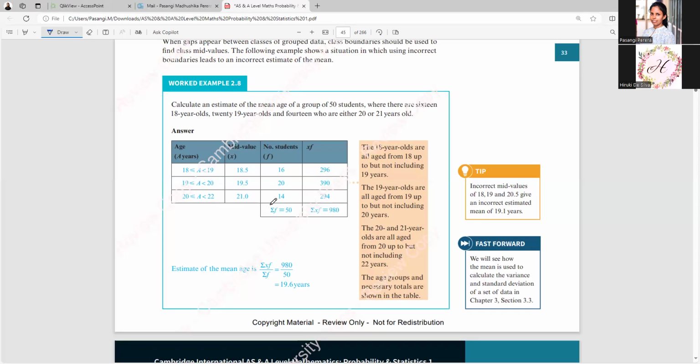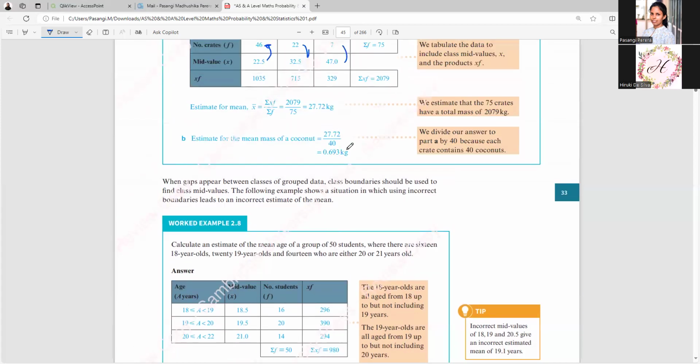Calculate an estimate of the mean age of the group of 50 students, where there are 16 18-year-olds, 19 20-year-olds, 14 I'm sorry teacher, I read it wrongly. This is the correct one. Yes, this is the correct one.